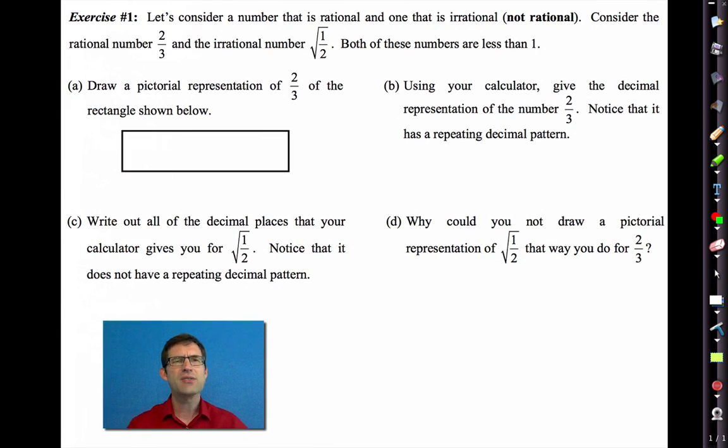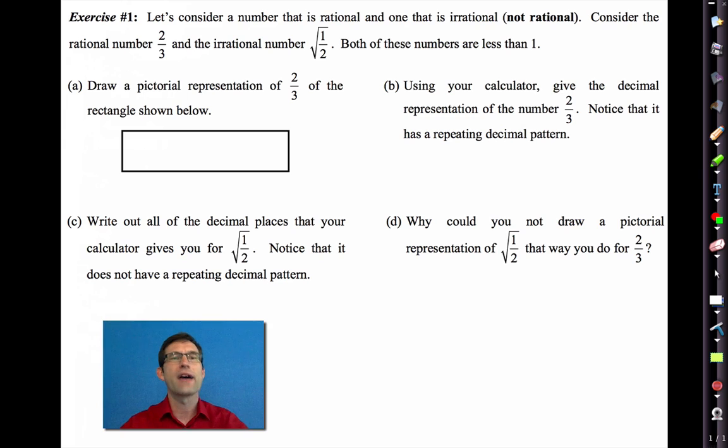Exercise 1 says, let's consider a number that's rational and a number that is irrational. Consider the rational number 2/3, which is obviously the ratio of 2 to 3, and the irrational number, the square root of 1/2. Now you just have to trust me right now that the square root of 1/2 is irrational. Both of these numbers are less than 1. Letter A says draw a pictorial representation of 2/3 of the rectangle shown below.